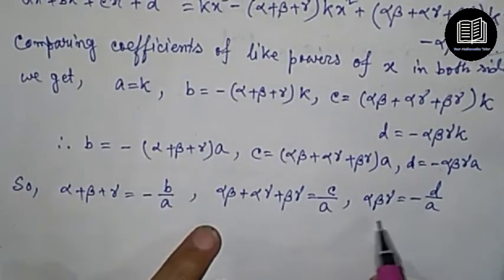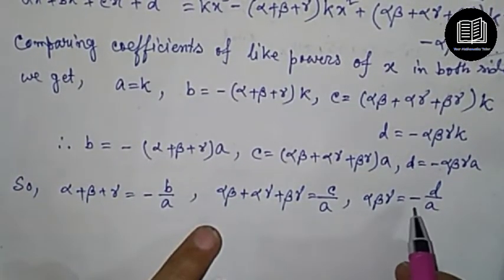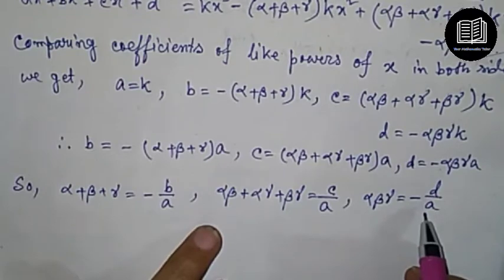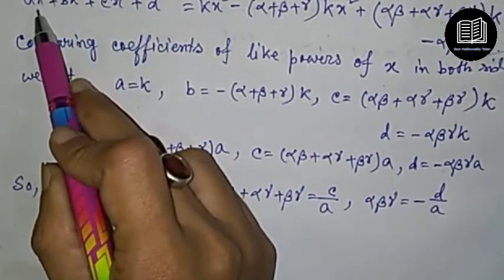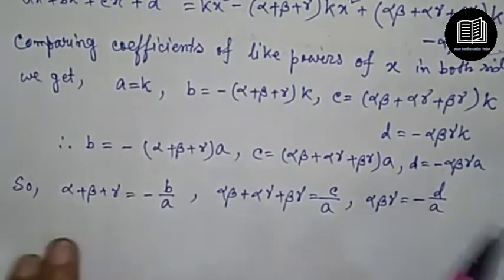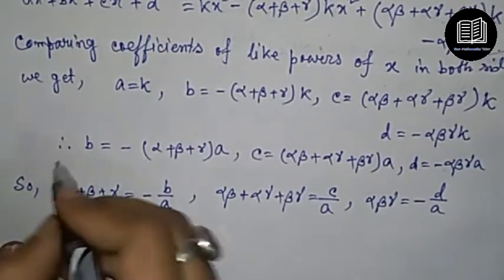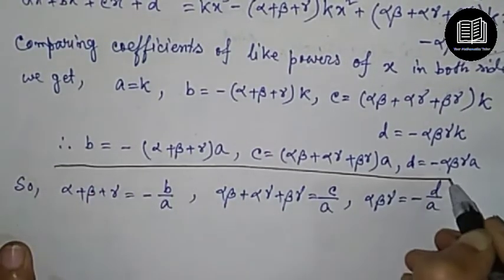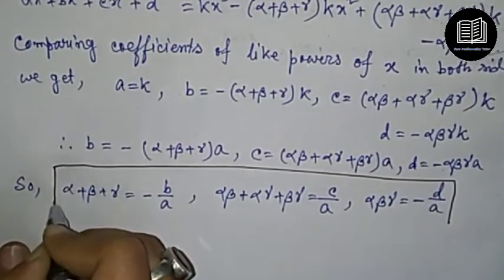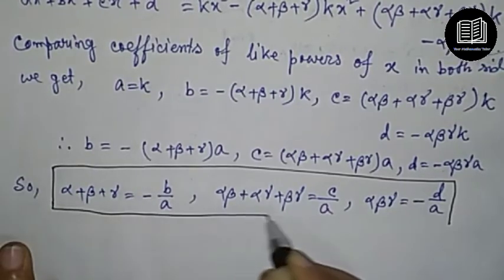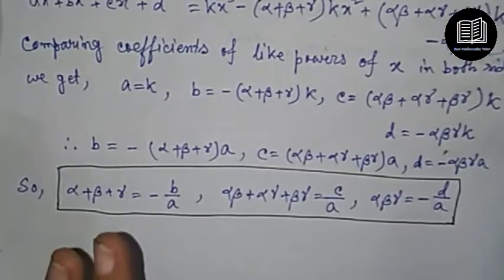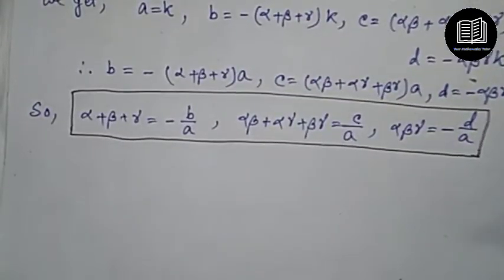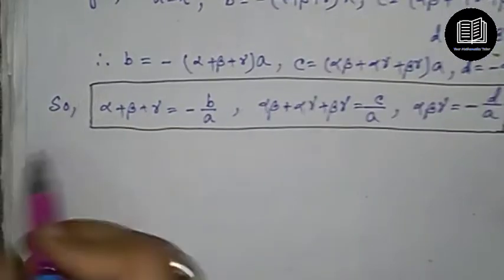And here the product of all the zeros. This is equals to minus of d by a, that is minus of the constant term by the coefficient of x cube. Clear? So this is our very important result, because we will use these results in our problem solving. Correct, everyone? Next, see another important result, that is number 2.